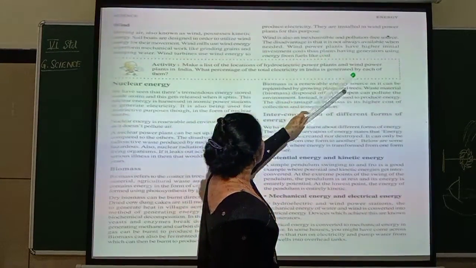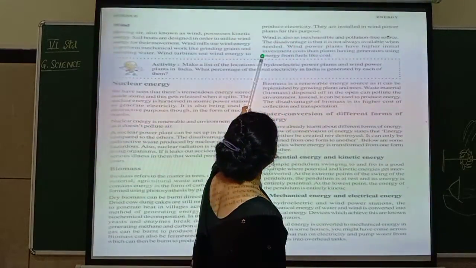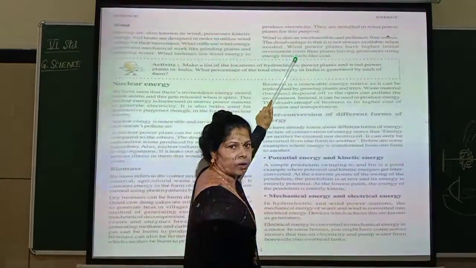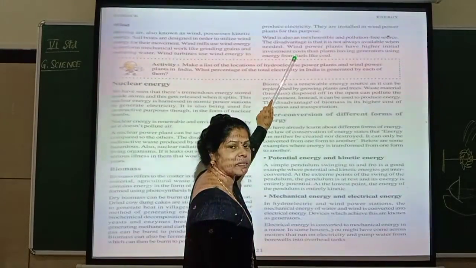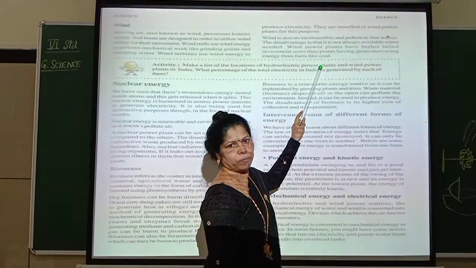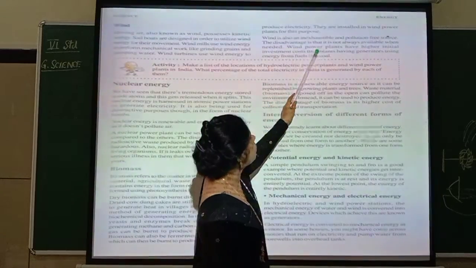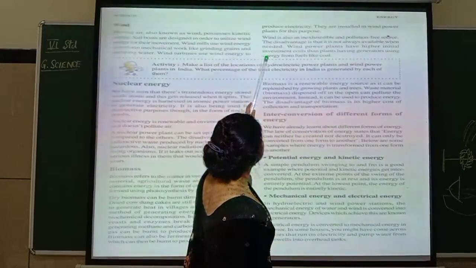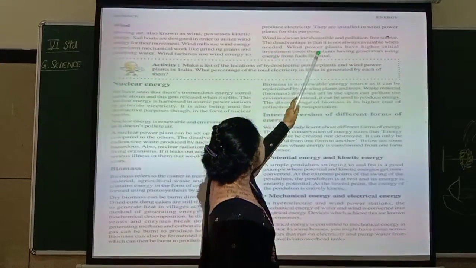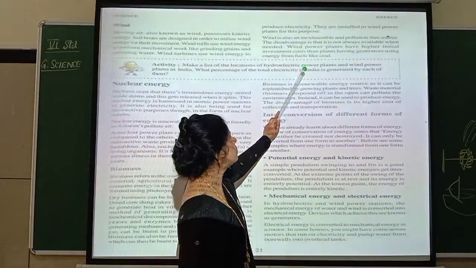Wind power plants have higher initial investment costs than plants having generators using energy from fuels like coal. So wind power plants will cost you more. If you are going to install wind power plants, it will cost you more when compared to the ones which use coal. Coal is nothing but a fossil fuel. Already you know that. Okay. So that's what it says here. Wind power plants have higher initial investment. You have to give more money for that than for plants having generators using energy from fuels like coal.